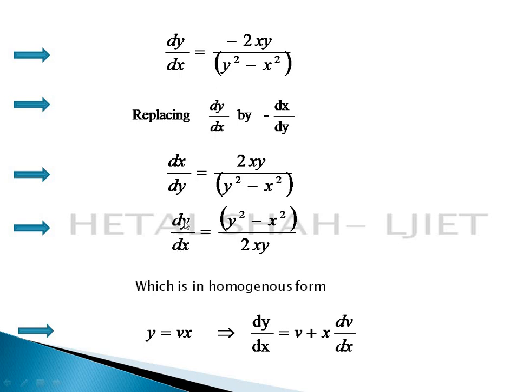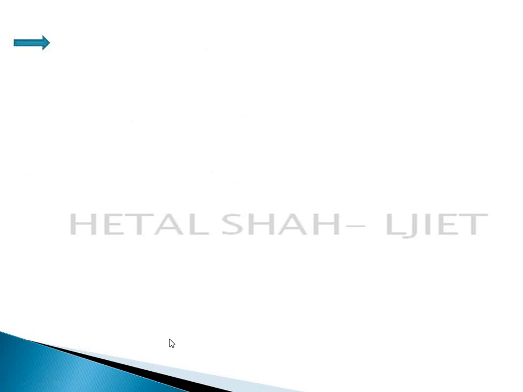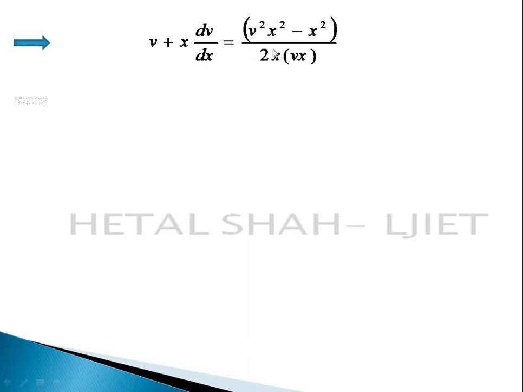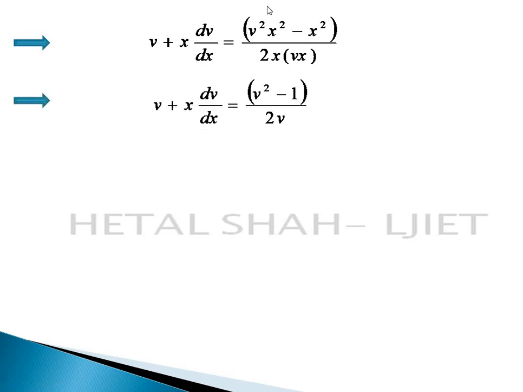So in the place of dy by dx we substitute v plus x dv by dx, and on the right side in the place of y we substitute vx, and we get another right equation. By simplifying the right side, if we take x square common and cut from the numerator and denominator, we get v square minus 1 upon 2v.